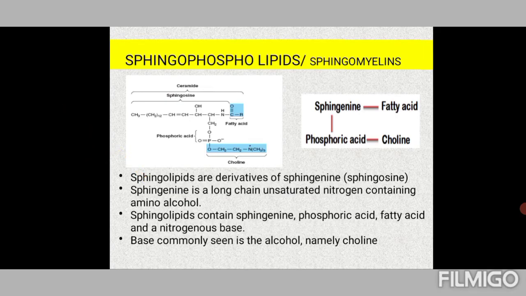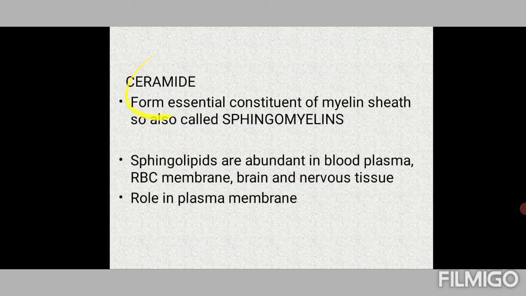And sphingolipids contain sphingosine, phosphoric acid, fatty acids, and a nitrogenous base. And the base commonly seen is choline. And what is the example? Ceramide is the best example. Ceramide forms an essential constituent of myelin sheath. So it's also called sphingomyelin.